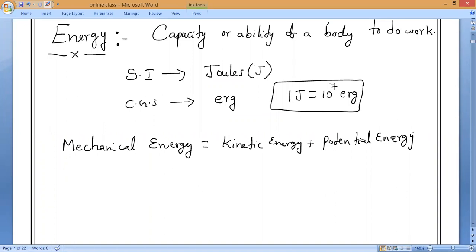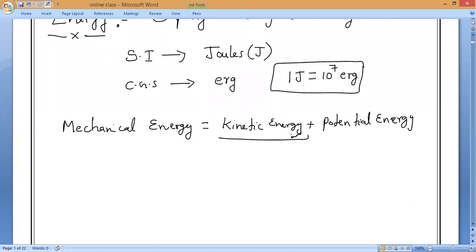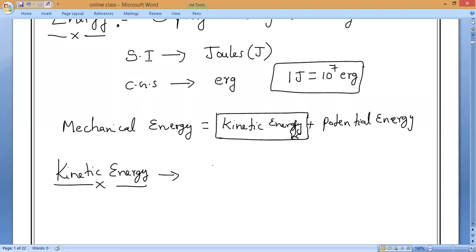But in class 9th we will focus on only two types of energies. The most important energy is kinetic energy, which we are presently studying. After that, we will study potential energy. Now coming to kinetic energy. Kinetic energy is caused due to what? By virtue of its motion.